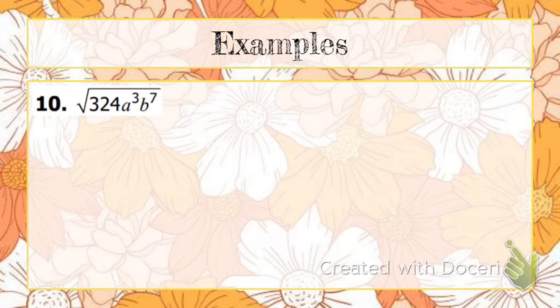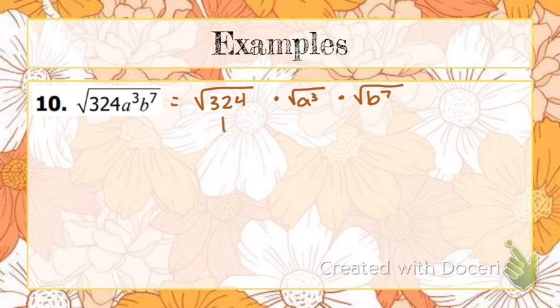Number 10 is another square root. So again, the first thing that we're going to do is divide it up into sections. So the square root of 324 times the square root of a cubed times the square root of b to the 7th. So the square root of 324 is actually a perfect square. So it's just 18. And then we bring down our multiplication.